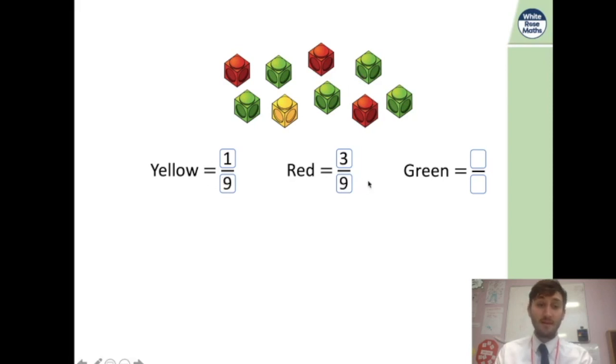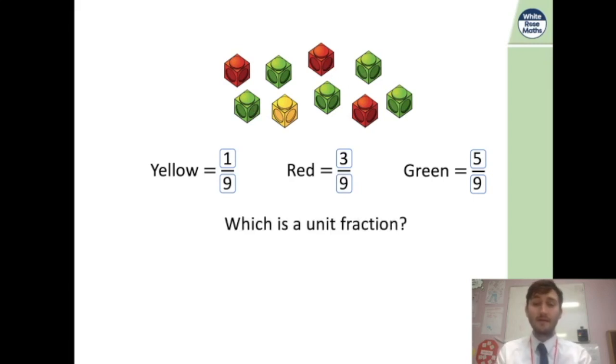And again, my denominator has been 9 all the time, so I'm going to put my 9 as my denominator again, but this time green. 1, 2, 3, 4, 5. 5 out of 9. Nice and easy. So now, which is a unit fraction? Just like we said on the last slide, a unit fraction has a numerator of 1. Can you find out which is the unit fraction? Pause the video and have a think.